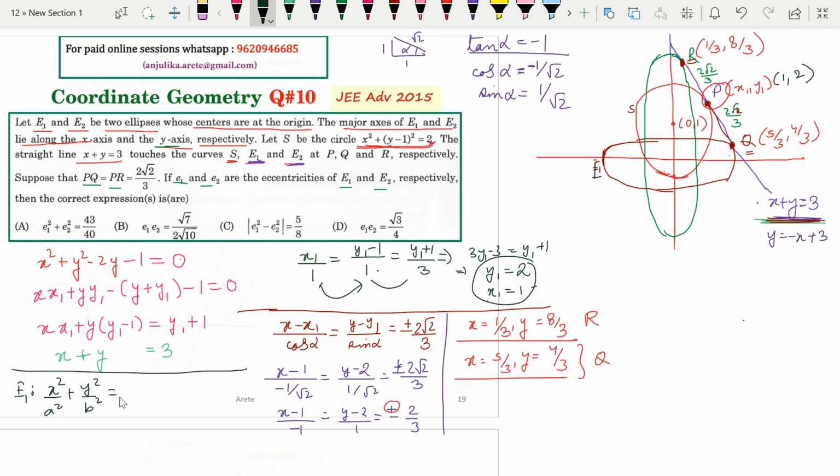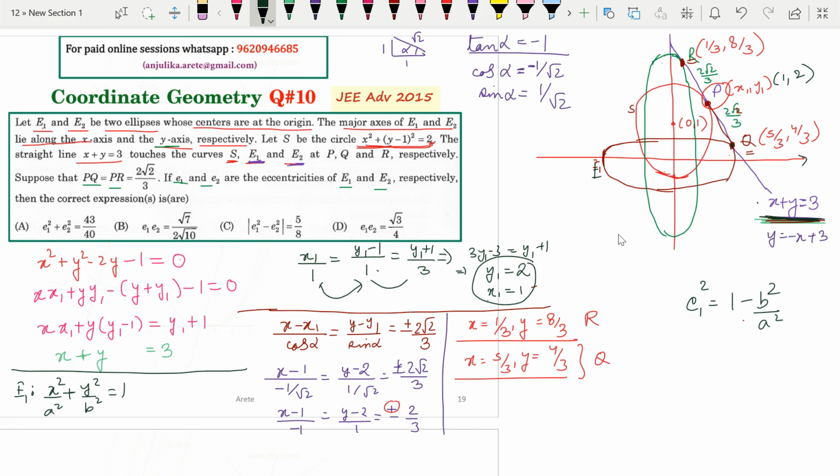It's 1. Okay, why am I writing this? Because they're asking about eccentricity. I know that if the major axis is along the x axis, then the eccentricity is square root of 1 minus b square by a square. Now the only thing you know is the point Q, where your tangent is known to you.